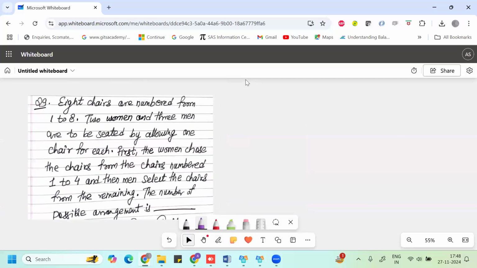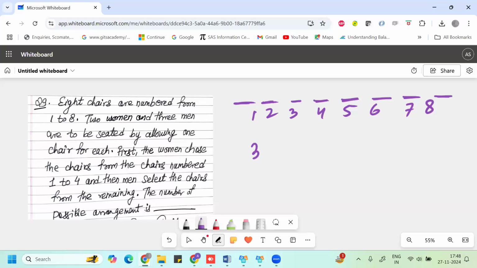So 8 chairs are numbered 1 to 8. Total 8 chairs are there. And two women and 3 men are there. The 3 men and 2 women are seated by allowing 1 chair for each.